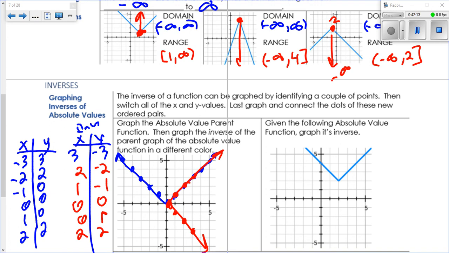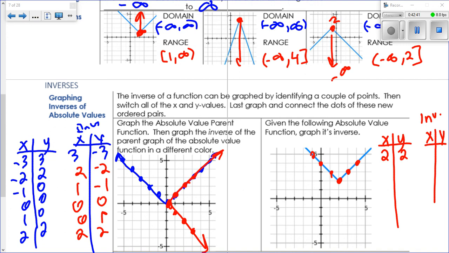So, given the following absolute value function, graph its inverse. We're going to pick some points. Here's a point, here's a point, here's a point, here's a point, here's a point, and here's a point. So I'm going to make a table of these points, and then I'm going to do my inverse table. And then I'm going to use that inverse table to create my new graph. So the vertex is at 2, 2.